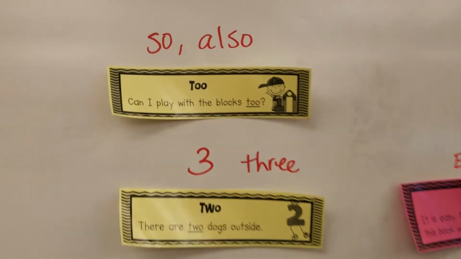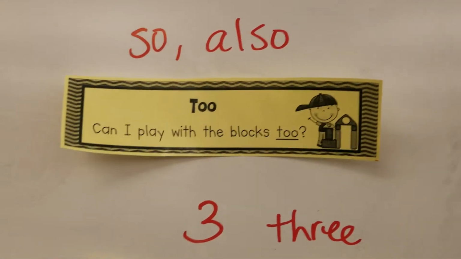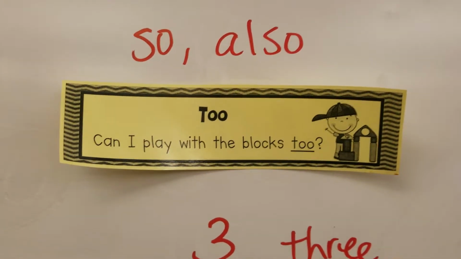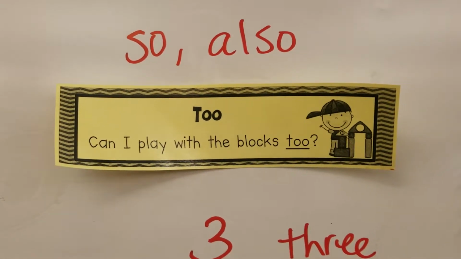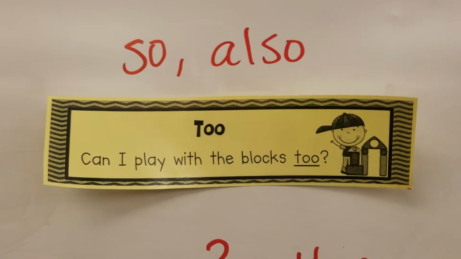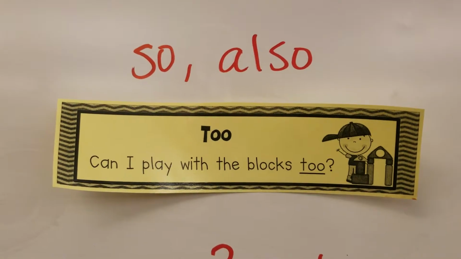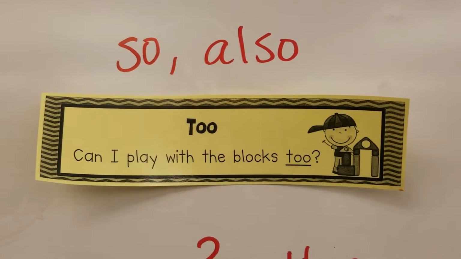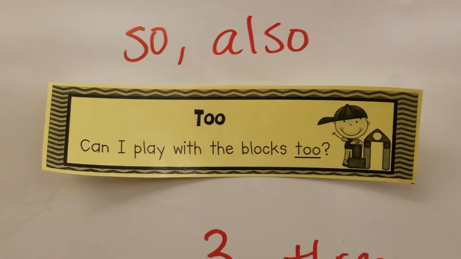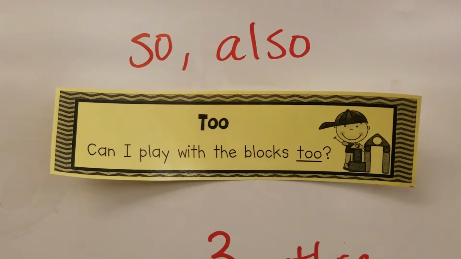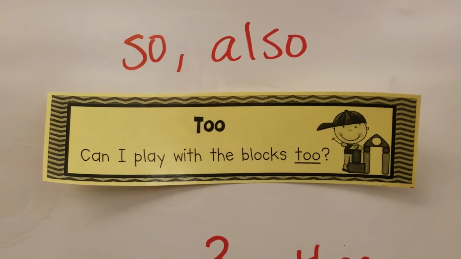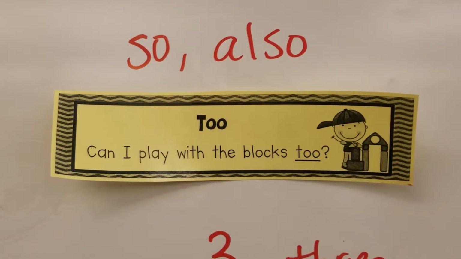correct. So too, with T-O-O, means so, as in like this is so much. So maybe your teacher would say there's too much talking, there's so much talking. Or it can mean also, like in the sentence you see, can I play with the blocks too? Can I play with the blocks also? Maybe you say, wait for me, I want to go with you too. It means I want to go with you also.